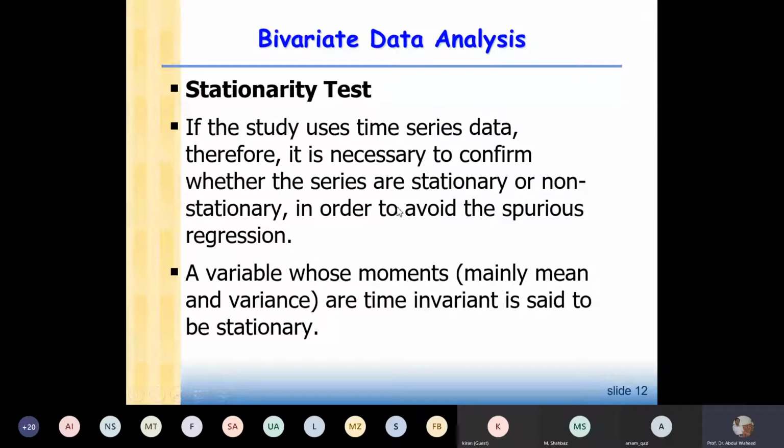Some series are stationary at level, some series are stationary at first difference, and some series are stationary at second difference. So by applying the stationarity test, we can know whether the series is stationary at level, at first difference, or at second difference.